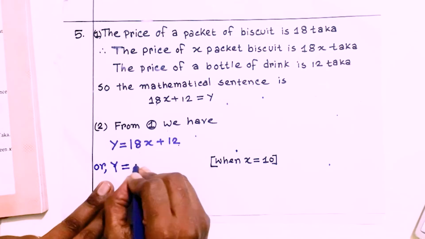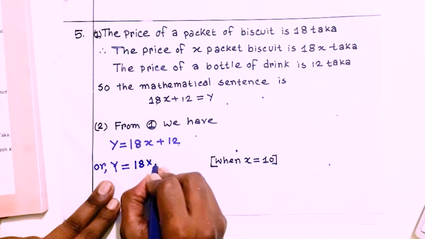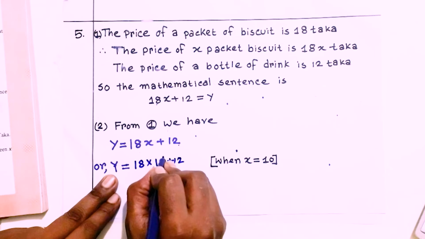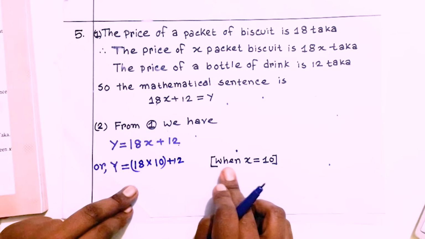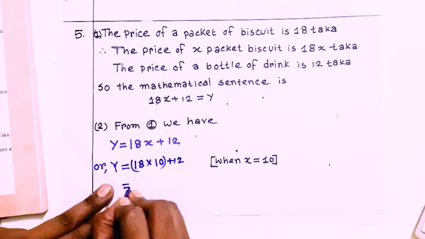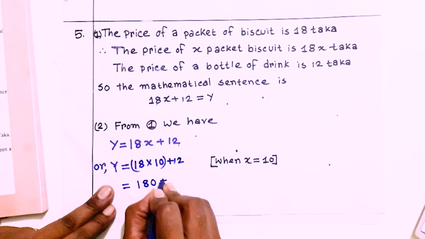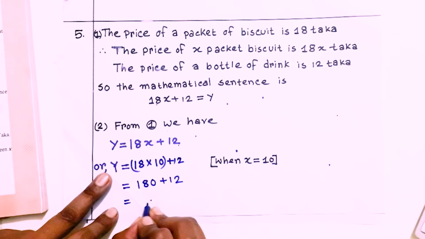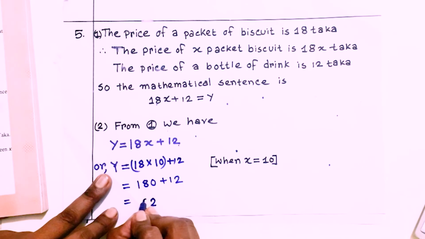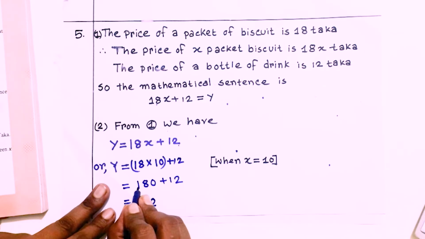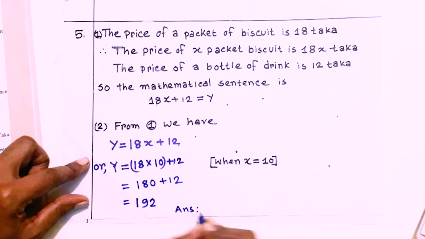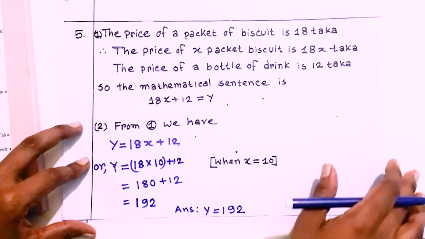So, y is equal to 18 multiplied by 10 plus 12, because here the value of x is 10. So, here is 180 plus 12. Here 0 plus 2 is equal to 2, 8 plus 1 is equal to 9, and 1. So, the answer is y is equal to 192.